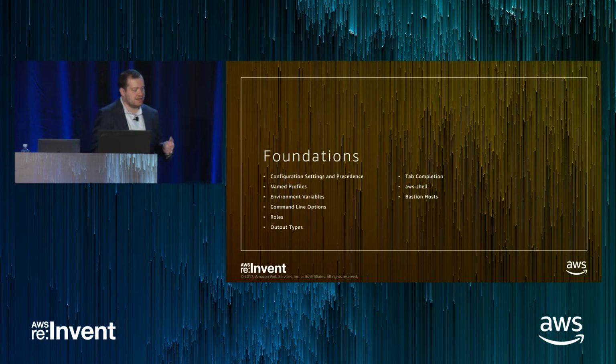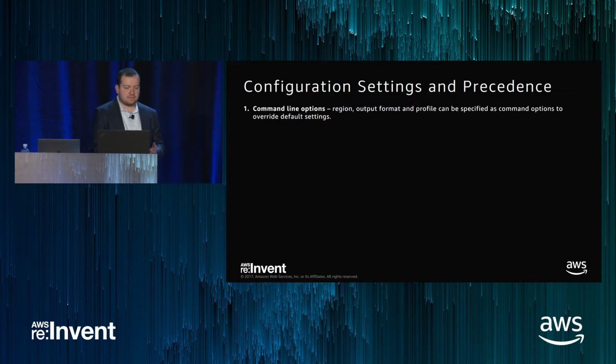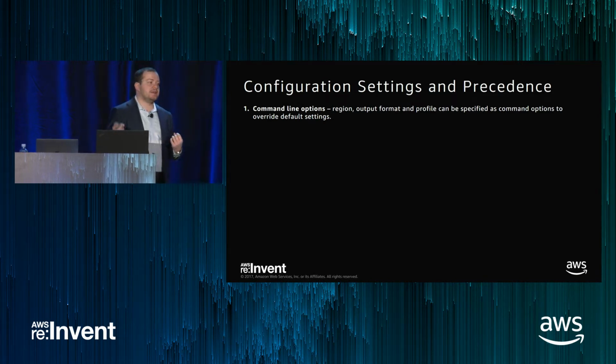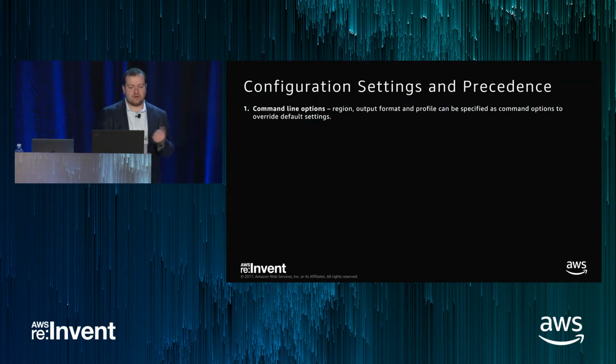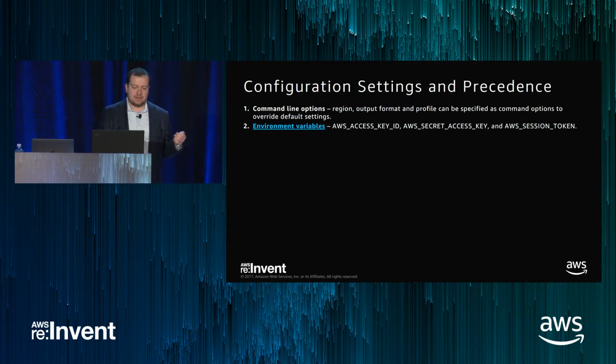So let's go on to some foundational knowledge here. So the first thing is, what's the precedence for configuration settings? So you've got multiple config files. You've got other things. So the first in line for precedence is a command line option. So region, the output format, and your profile, they can all be specified as command line options, and they override the default settings. And they will override the default settings only for that execution of the command. They don't get saved. Then you've got your environment variables. So you can specify access key ID, secret key, other things. We'll go through all the variables, but those are the next line in precedence.